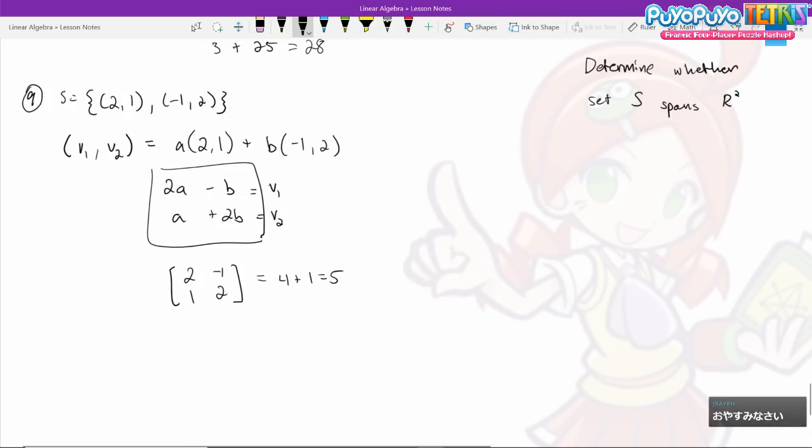What book am I using? I'm using Elementary Linear Algebra by Ron Larson.